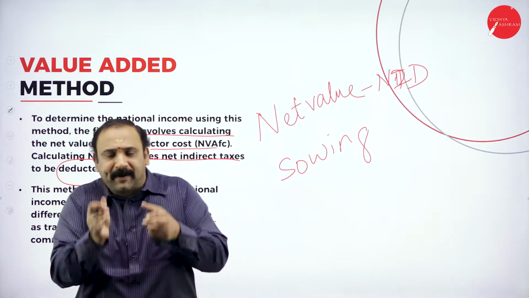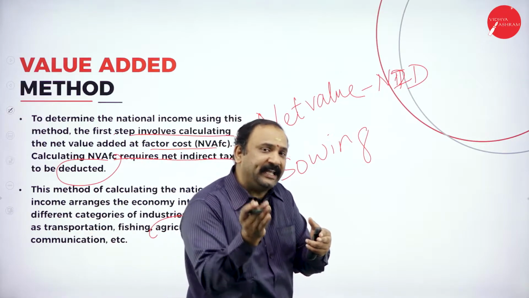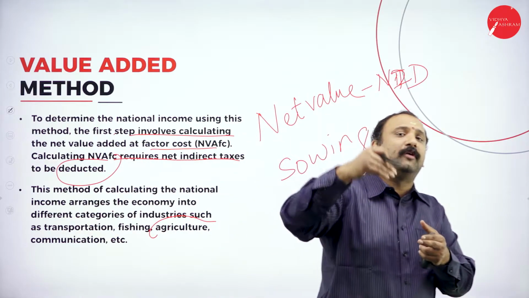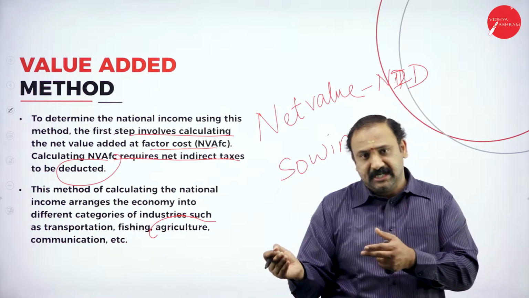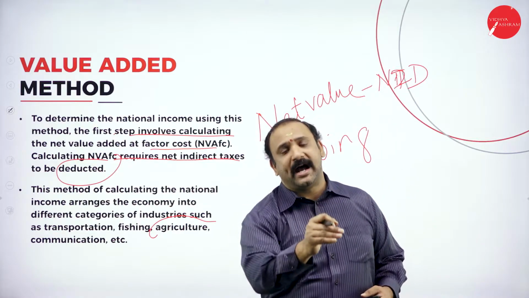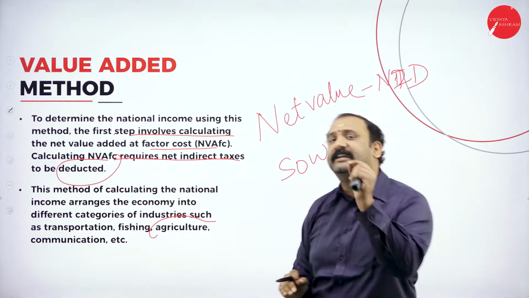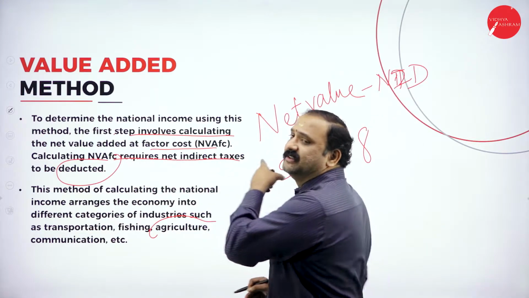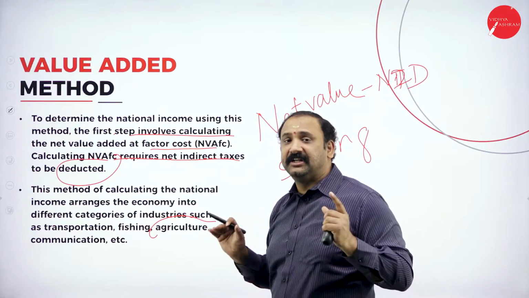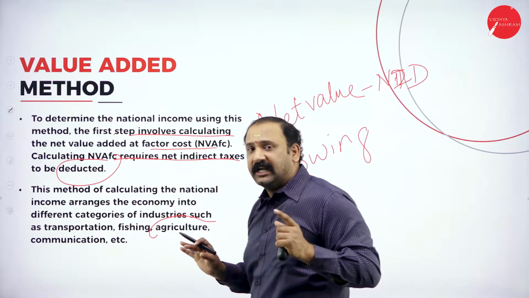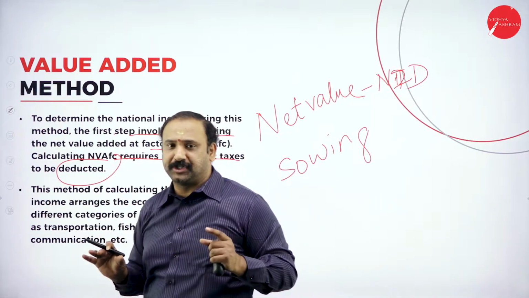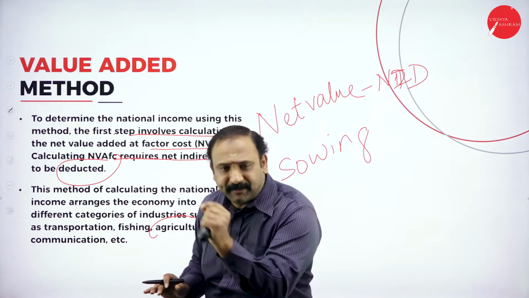So there's a step-by-step process involved. In each and every step, the value of the product will change. So that is where the value added method becomes an important factor for us in calculating the national income. The national income is not going to be that easy. It involves the stages of production, so you have to be very, very clear about it.